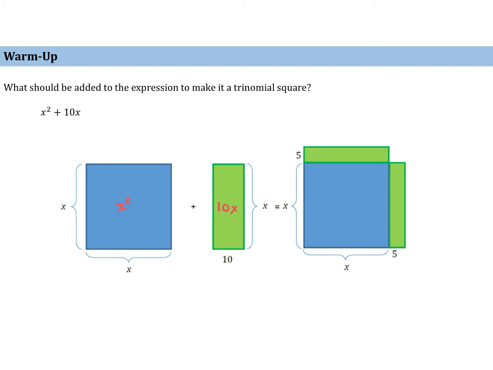Now, what I've done is I've taken this 10x and I've divided it in half. And we're going to lay part of it on top and part of it on the side. And that would be the same thing as, notice, x squared plus 5x plus 5x. So to complete the square, the question is, what do we put here to complete the square?